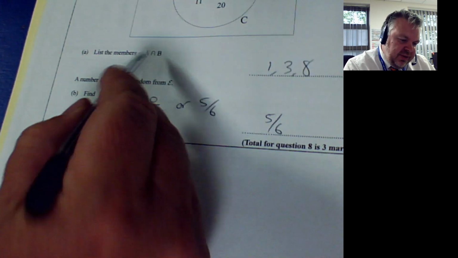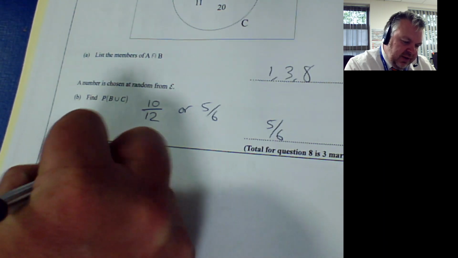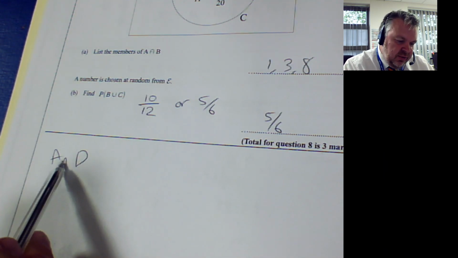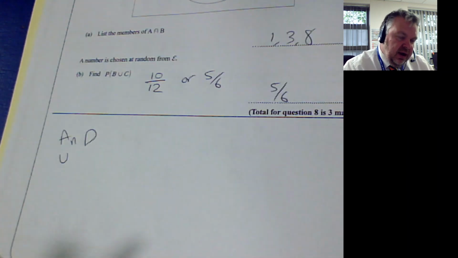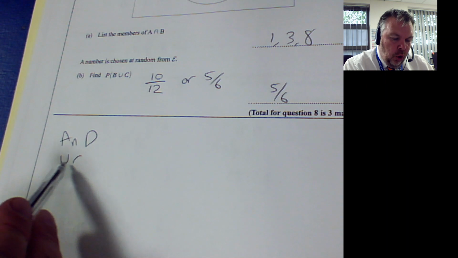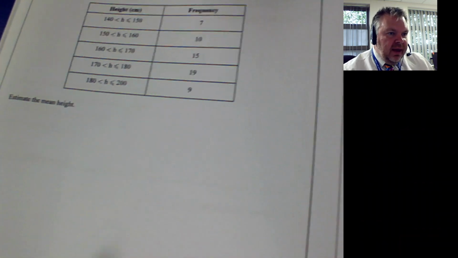Quick recap of these symbols. I like to think of it like this: if it's in A and B, that's "and", and this symbol I always think of as "or". Quick tip. Okay, next one.